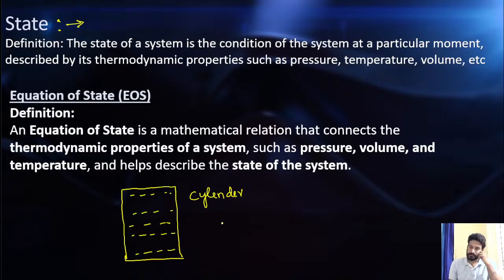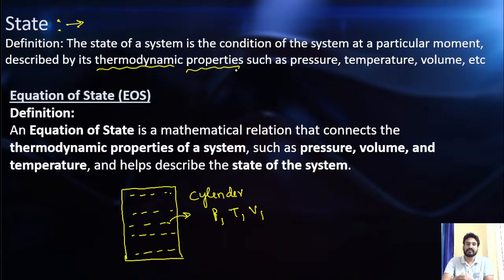At a particular moment, I want to explain its state. So how do I explain its state? I will explain it with the help of the pressure, temperature, volume, or any thermodynamic property of the system. So at a particular time, I will say that the pressure of the system is P1, the temperature of the system is T1, and the volume of the system is V1. So through the thermodynamic properties, we basically define the system. We define the state of the system. Okay, is it clear to you?